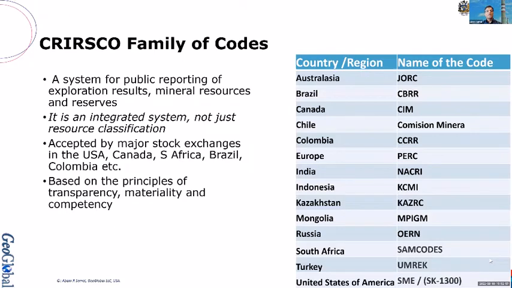This system is for public reporting of exploration results, resource and reserve. This is an integrated system, not just a resource classification system like UNFC. They're accepted by all major stock exchanges, mainly US, Canada, South Africa, Brazil, Colombia, in Europe actually, and Hong Kong also, but Hong Kong doesn't have a system. Hong Kong accepts any code that is a CRIRSCO family code, so they would accept any report on that. But if you are in the Australian region and you're trying to go into the Hong Kong Stock Exchange, it's probably preferred to have a report done as per the JORC guidelines, because it's from Australia.